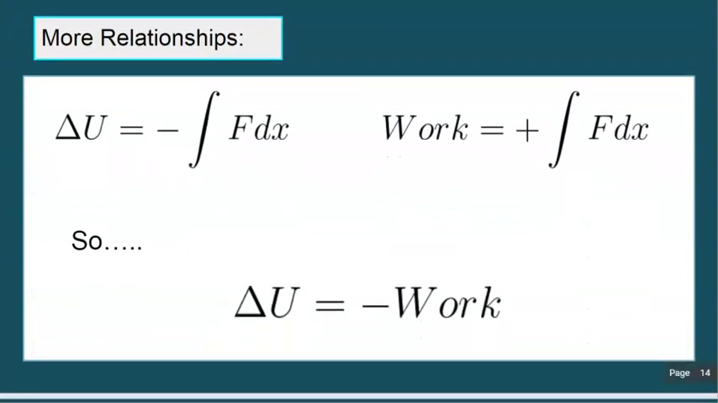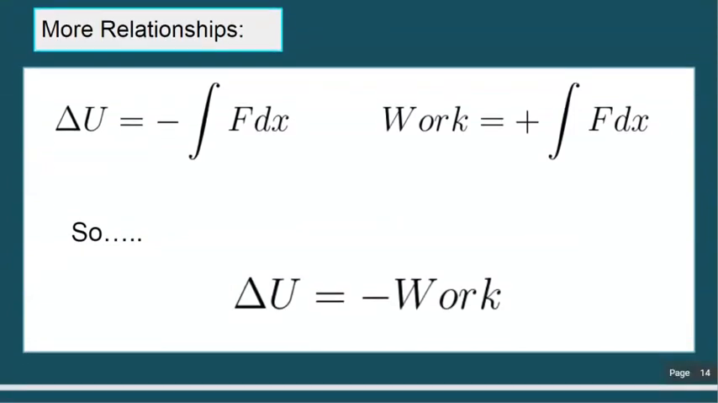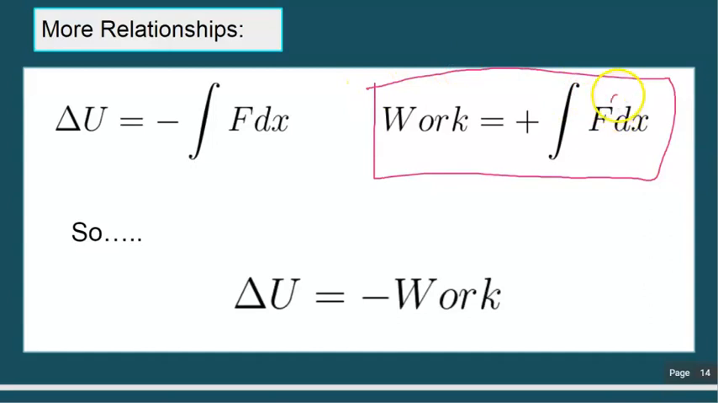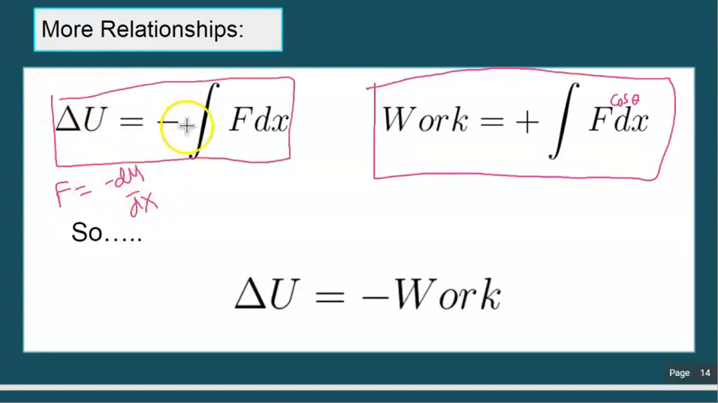Okay. A couple more relationships, just because I think they show up on the formula sheet, and I don't want you to be confused. Definition of work was F dx. Technically, there's a cosine in there. But if F equals minus dU/dx, to undo that, then the change in potential energy is the negative integral of F dx.